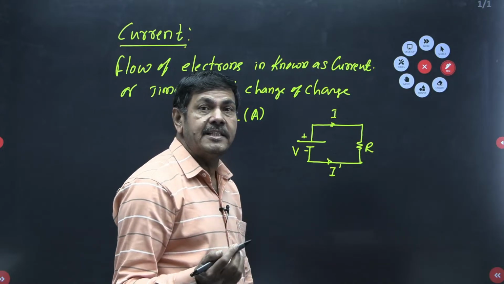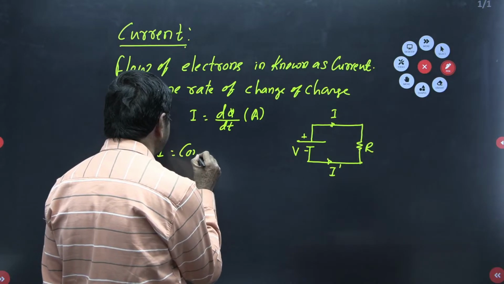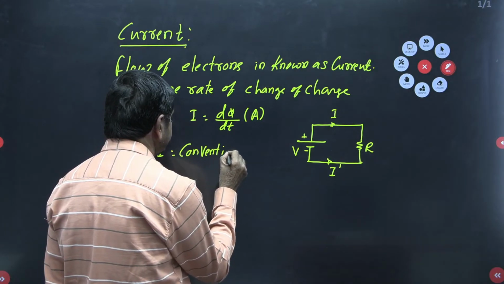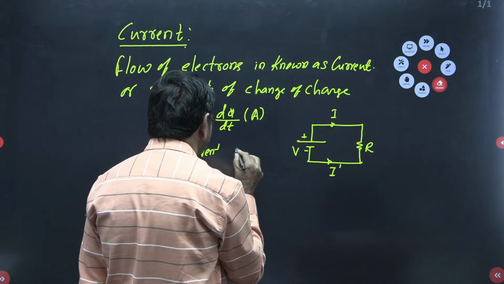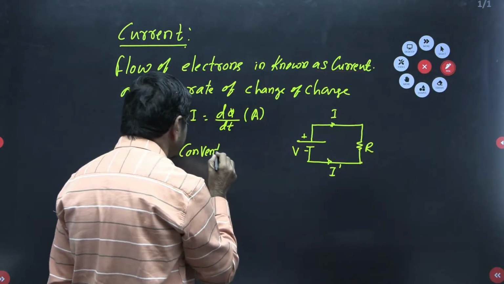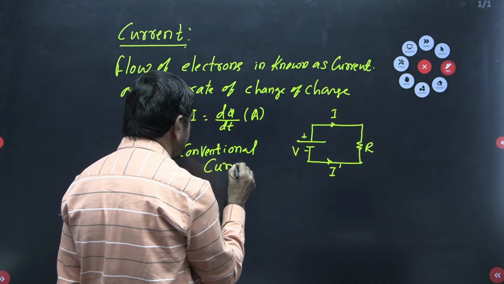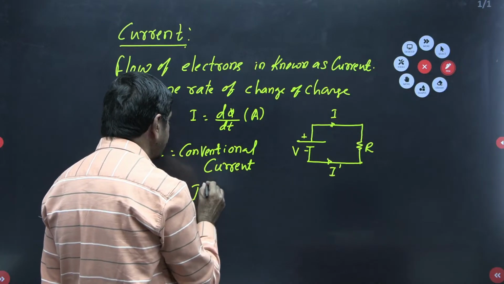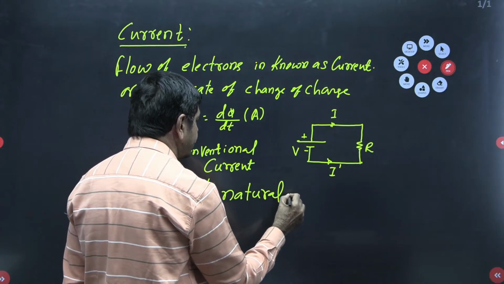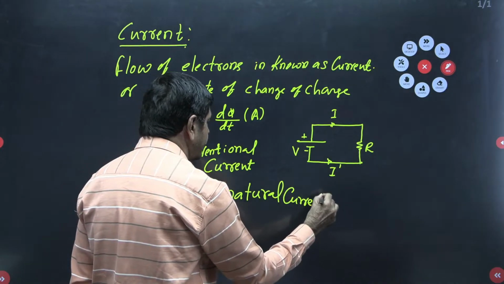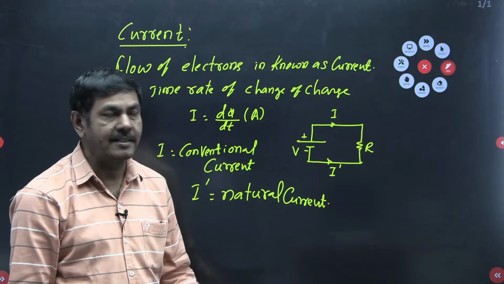What is that I? I is said to be the conventional current here. In the network, I equals conventional current. I dash is said to be the natural current. So what are I dash and I? I will explain.